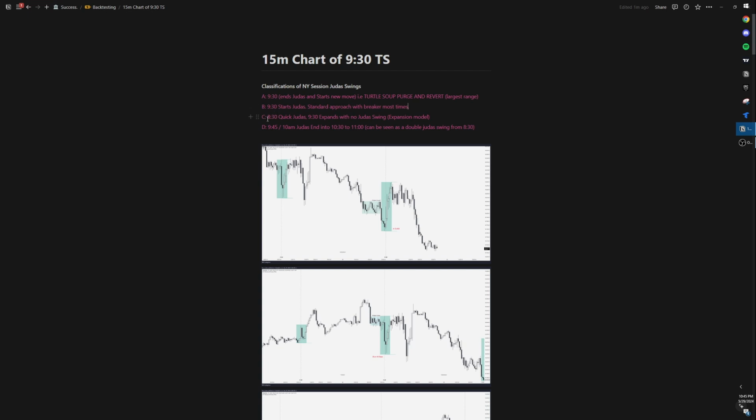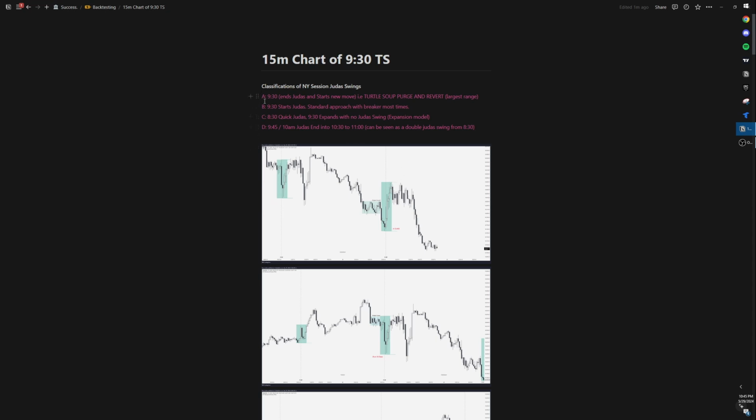Another would be 8:30 quick Judas, where it could be news, could be no news at all, where 8:30 starts a Judas swing, 9:30 will continue and expand and really not have any substantial Judas swing within that range. Maybe you have a fair value gap entry or something like that, but nothing crazy. And the D classification is a 9:45 or 10 a.m. that ends the Judas swing, and then we expand, sometimes until lunch. And this can also be seen as your double Judas swing from 8:30. I'll show you examples of this as we get further into it.